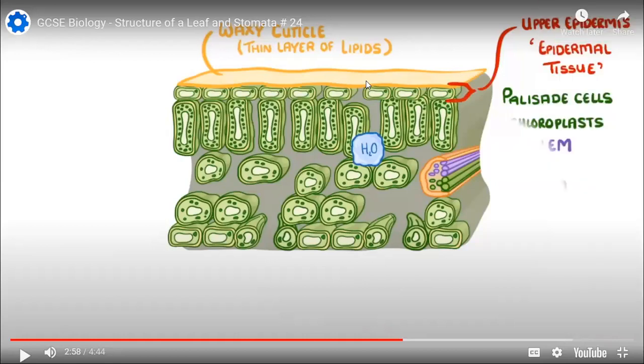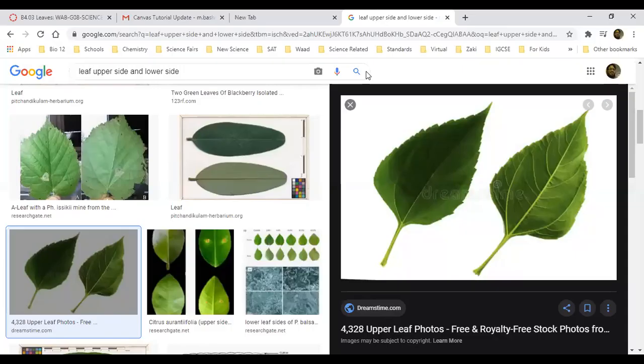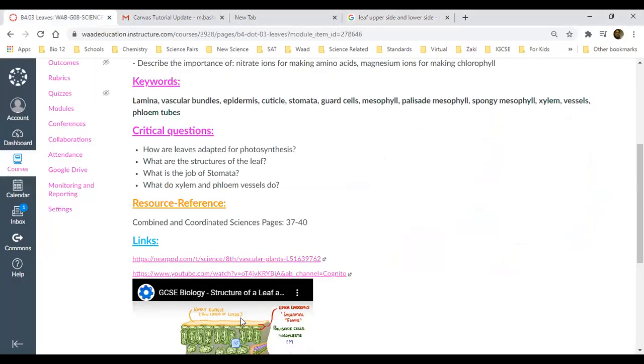Okay, this would be a better example. Let me show you this. Can you guys see my screen now? You might see that there are two sides of a leaf. One is very shiny, bright, and the other one is dull and rough. It's not smooth. The upper surface is smooth and the lower surface is rough and dry. Understood? Very good. So let's go to the video.